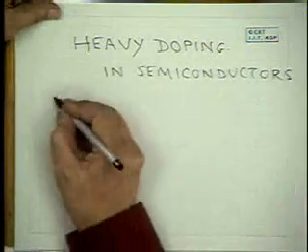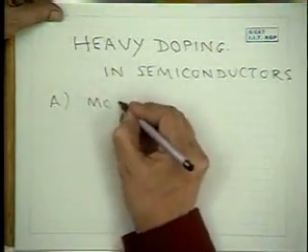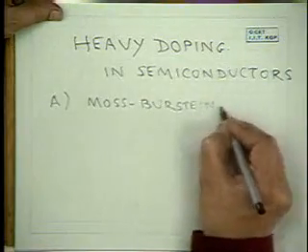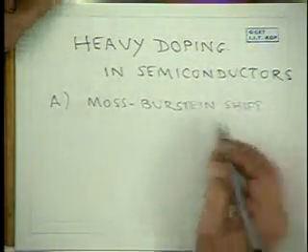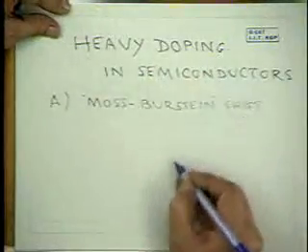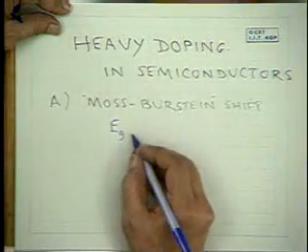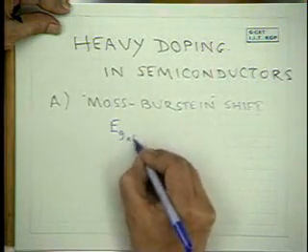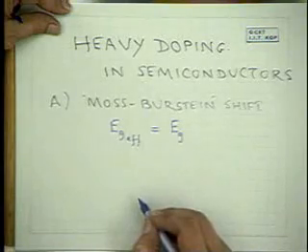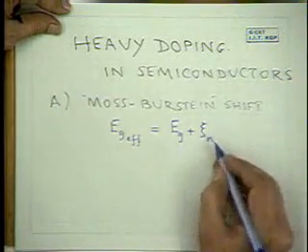Let us take some of the consequences of heavy doping. One of the results is what is known as the Moss-Bernstein shift of the band edge, in which the effective band gap measured is seen to increase over the actual band gap, which is the difference between the conduction and the valence band, by a value, say xi n, which is a function of doping.